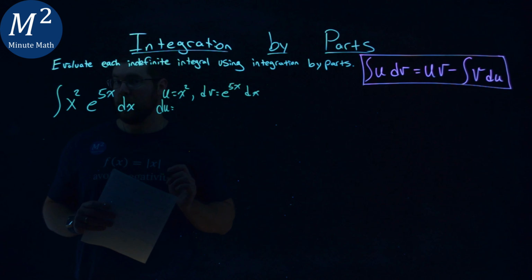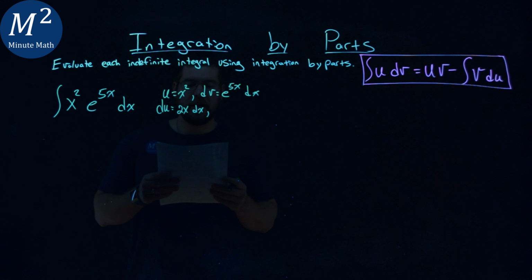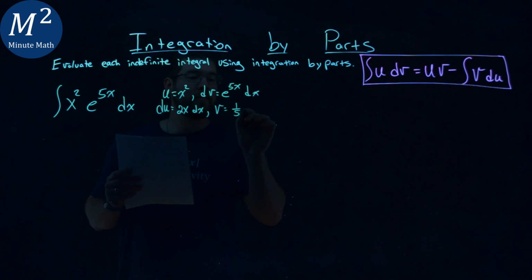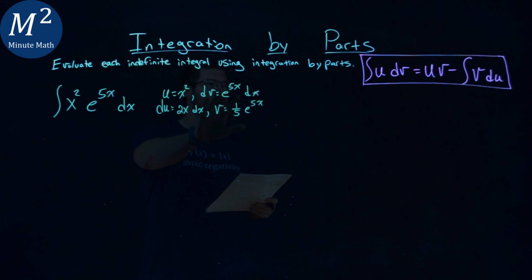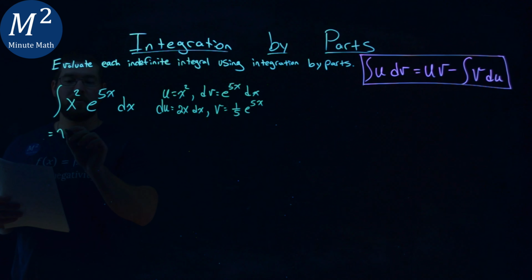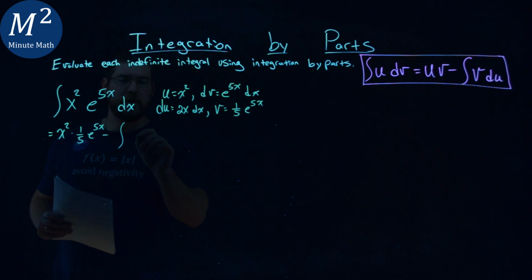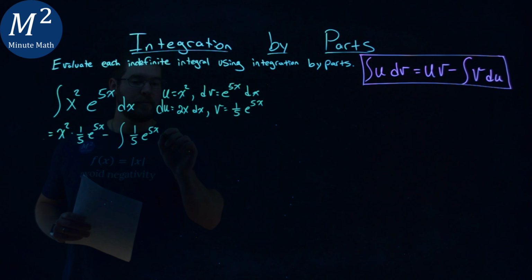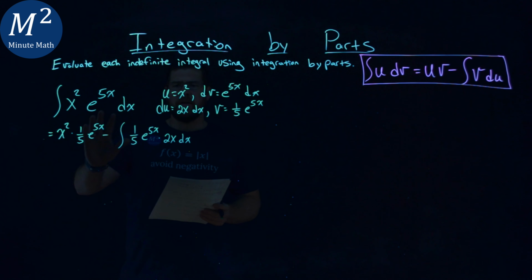Du here, the derivative of x squared, is 2x dx. And my integral of dv is going to be v, which is 1/5 e to the 5x power. Alright, so we have everything lined up. Let's apply our formula here. We have u times v, so x squared times my v value, 1/5 e to the 5x power, minus the integral of v, 1/5 e to the 5x power, times our du value, 2x dx.